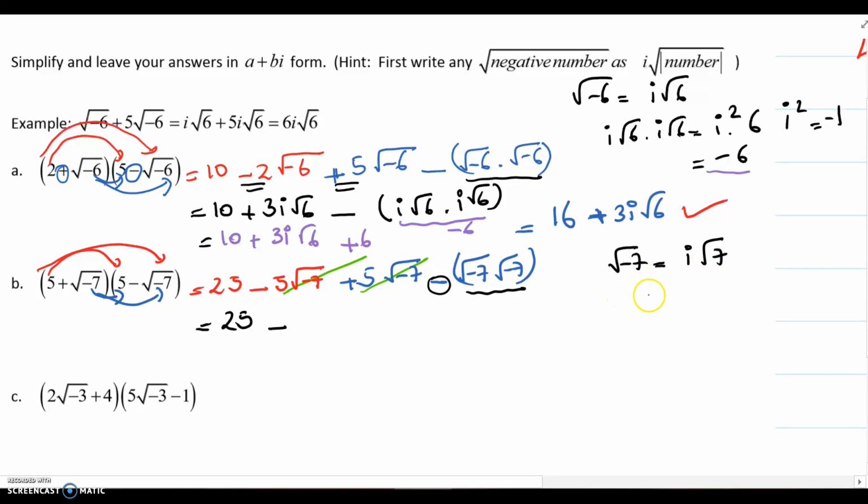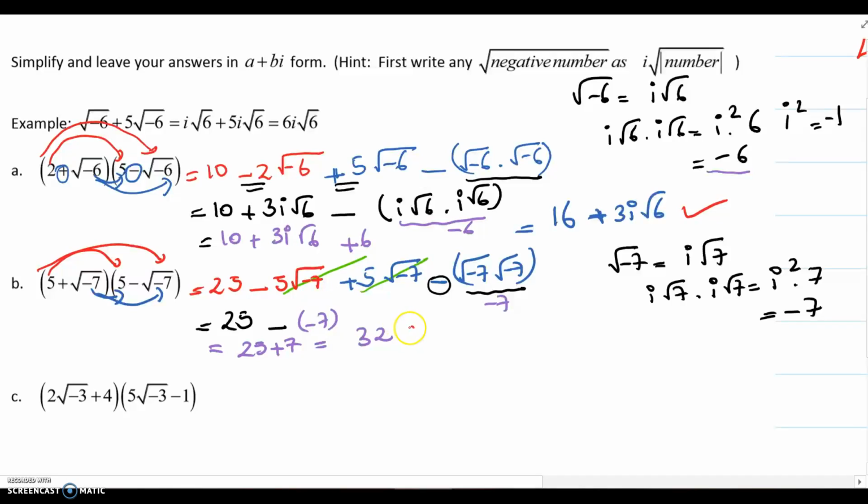Then you are going to have i times square root of 7 times i times square root of 7. That will be i squared times 7, which will be negative 7. Since this portion will be negative 7, I'm going to end up with negative negative 7 there. So that will be 25 plus 7, and this is going to give us 32.